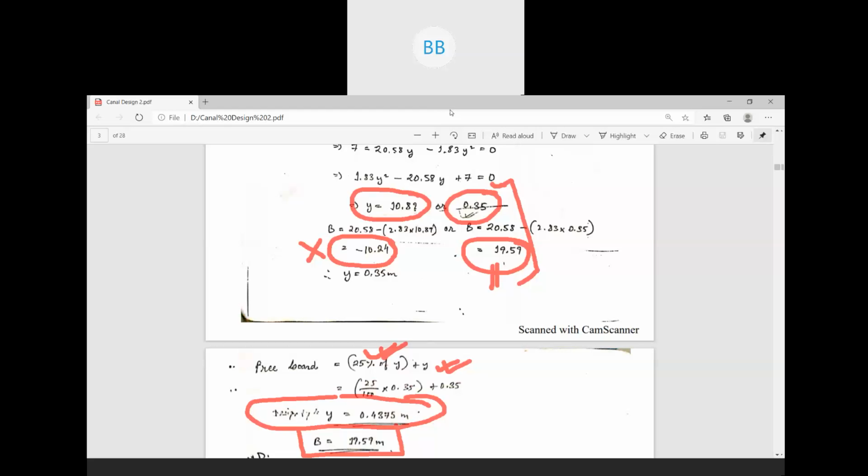So always remember we have four methods: two for rigid boundary and two for mobile boundary. For mobile boundary we have Kennedy's theory and Lacey's theory. For rigid boundary we have the economic section and the permissible velocity.